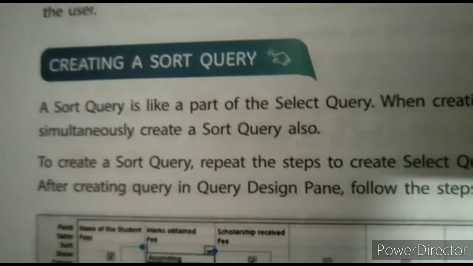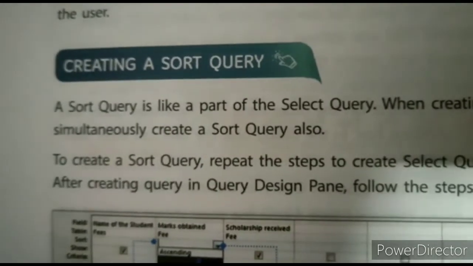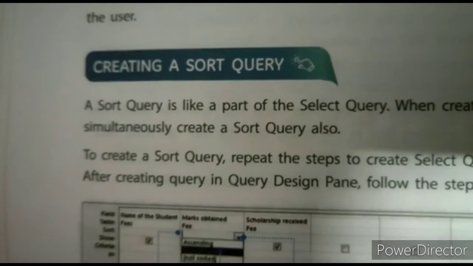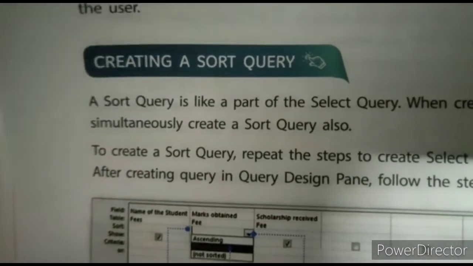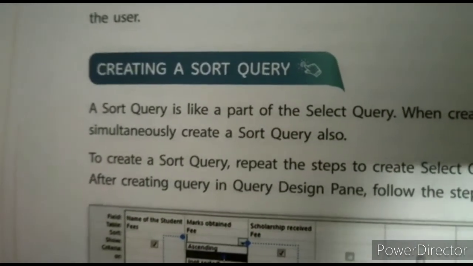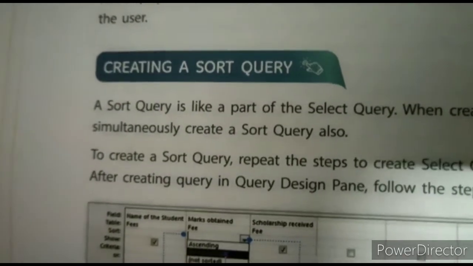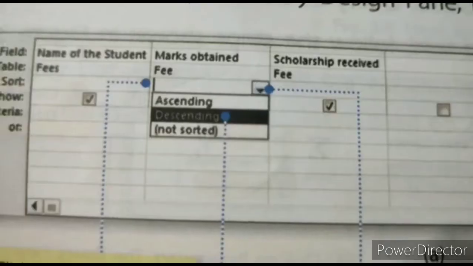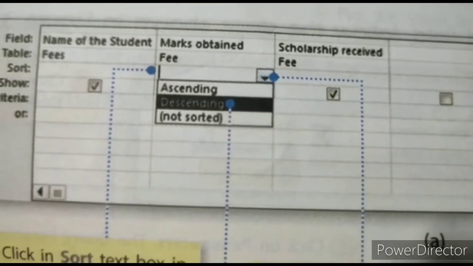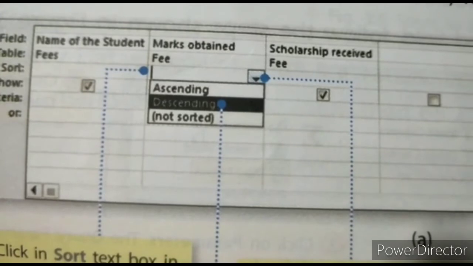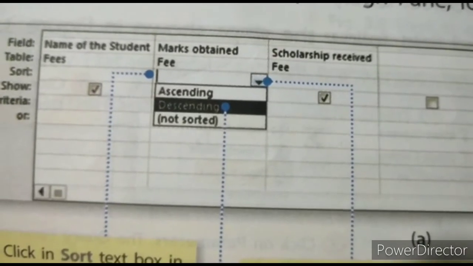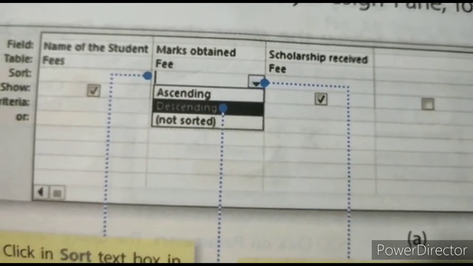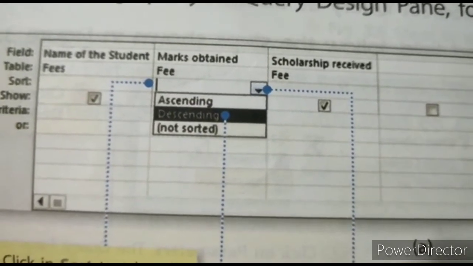Next, creating a sort query. Remember what a sort is? Yes, it helps to arrange the data in ascending or descending order. So, the steps to do that are: first, open the query design window. Remember how to open it, and in the bottom of that window, see the picture.